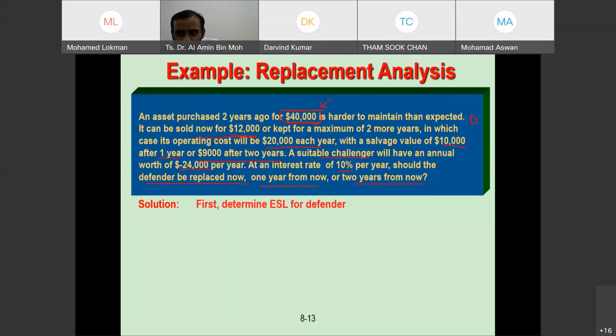I think we're not using the 40,000, Doctor. Okay, Lokman, why are we not using it? Because they say they purchased it 2 years ago already. Okay, thank you. How about Aina? I agree with Darwin and Lokman, Doctor. It's a first cost. 40,000 is the first cost, right?